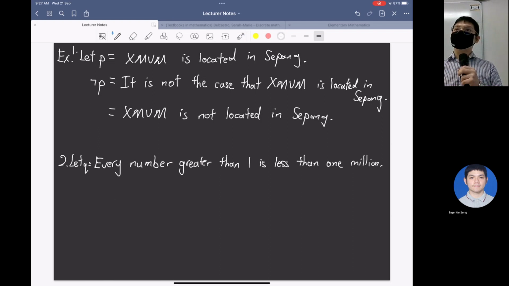Okay, any question on this example? No? Then we will try the next one. So Q is: every number greater than 1 is less than 1 million. So what's not Q?